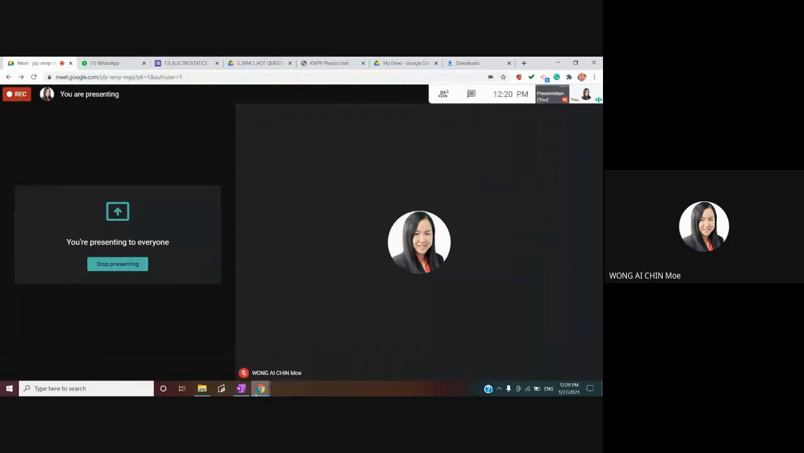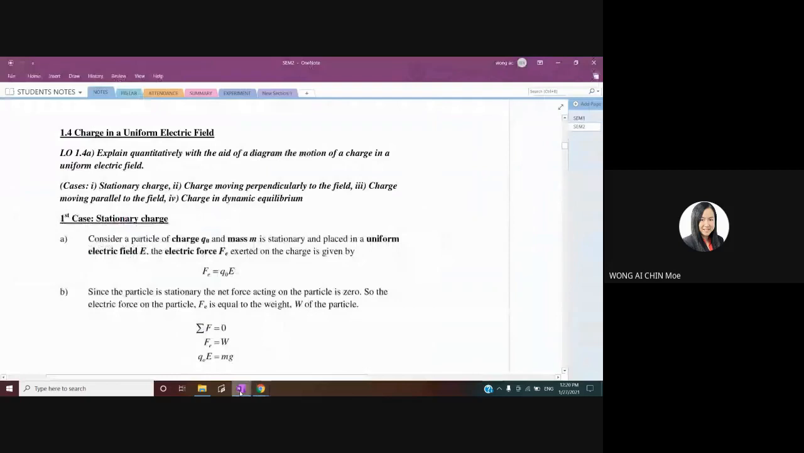Okay, salam sejahtera. So today we will continue with the last subtopic, 1.4, charge in a uniform electric field. A uniform electric field means that it is on the parallel plate. For 1.4, charge in a uniform electric field, actually we have 4 cases. So we go to the first case.